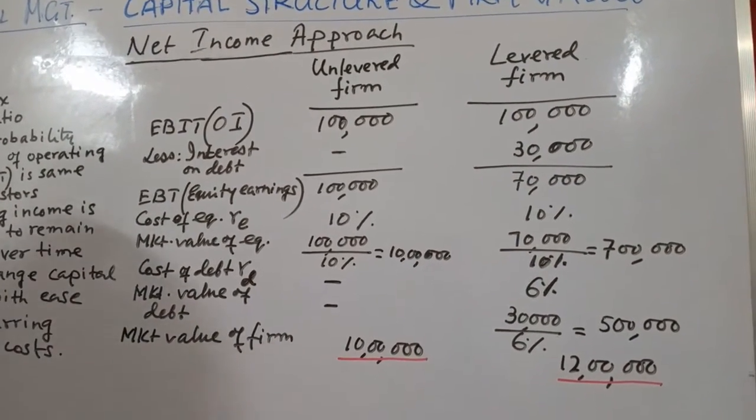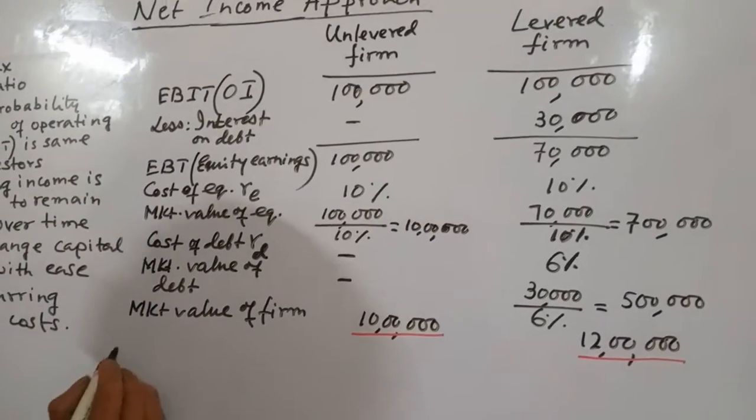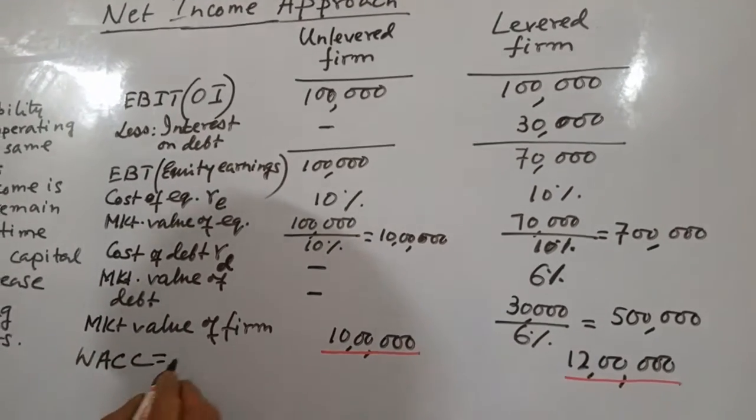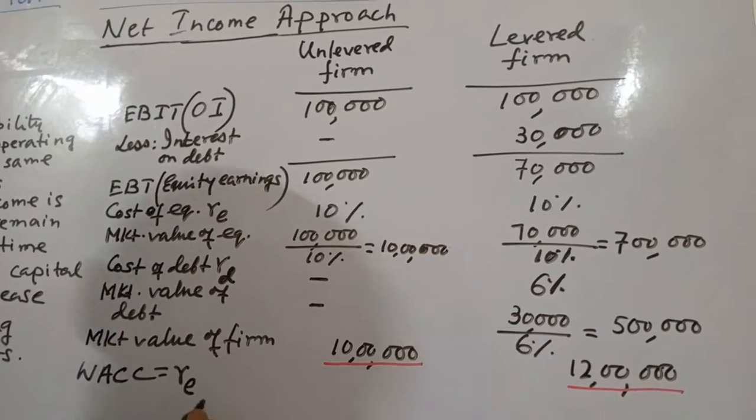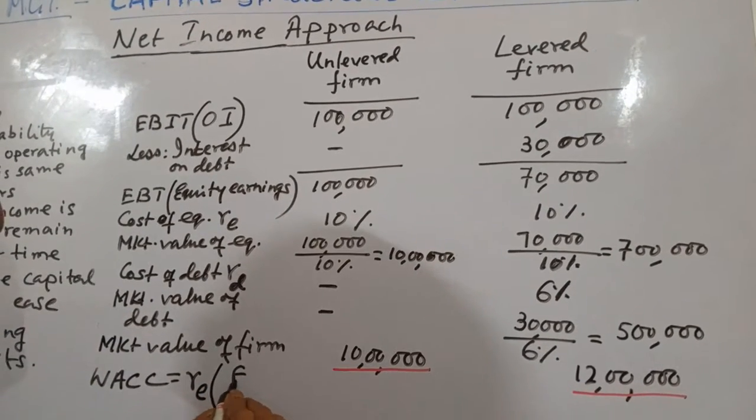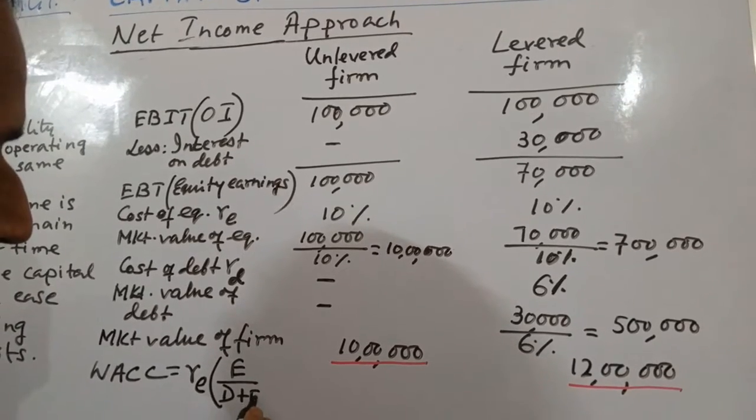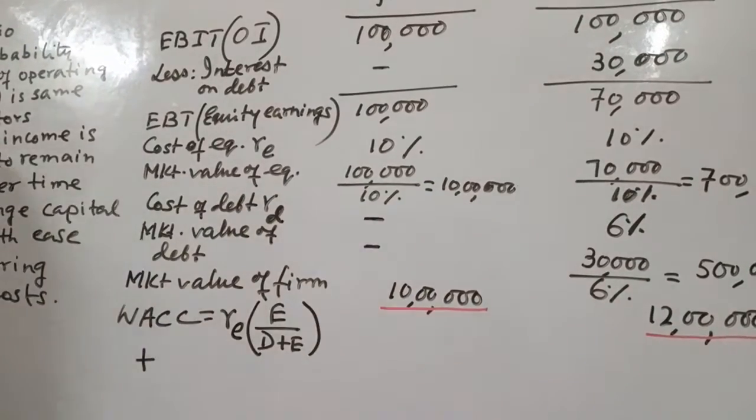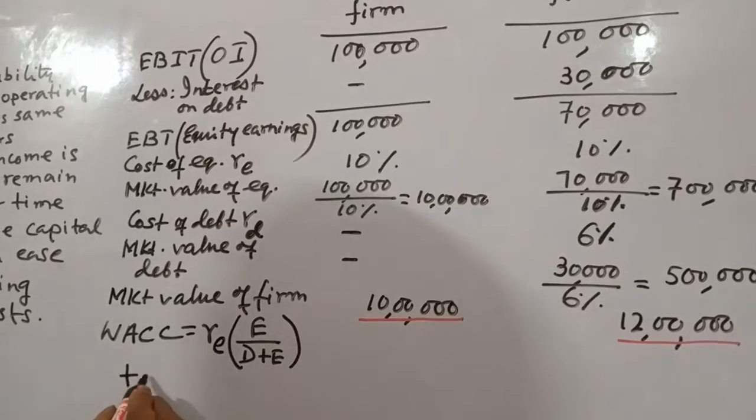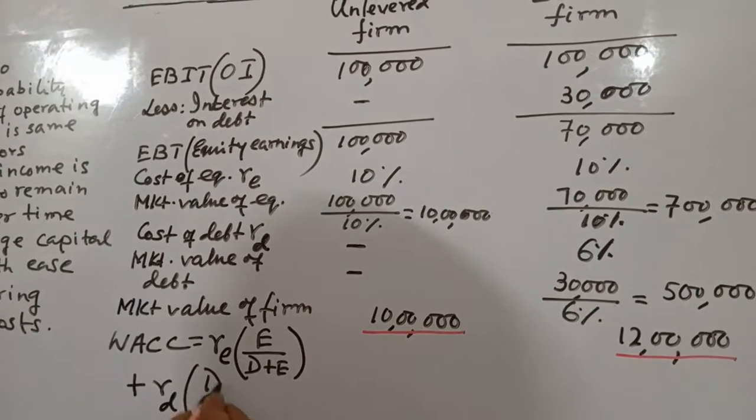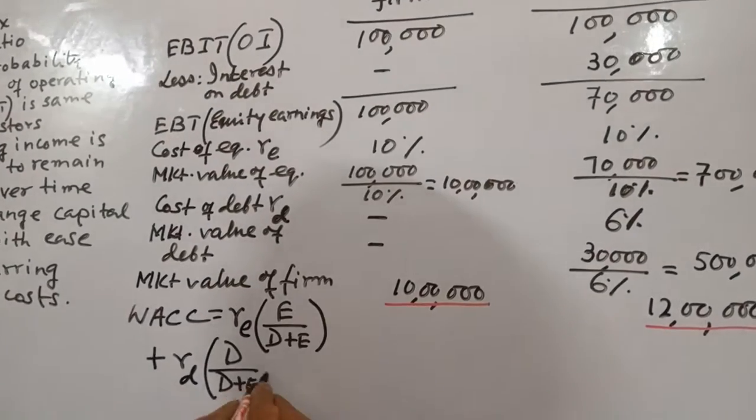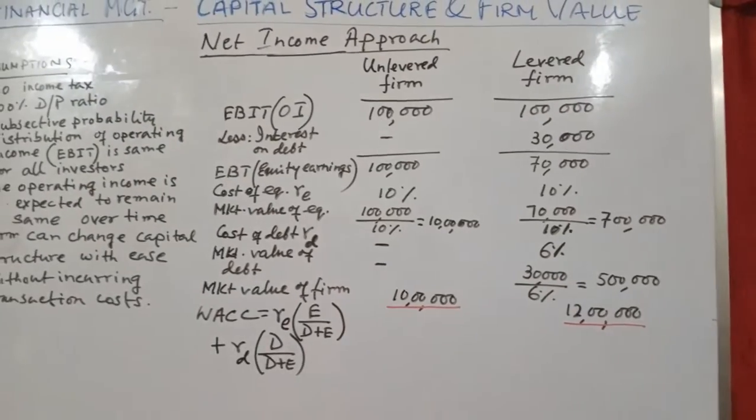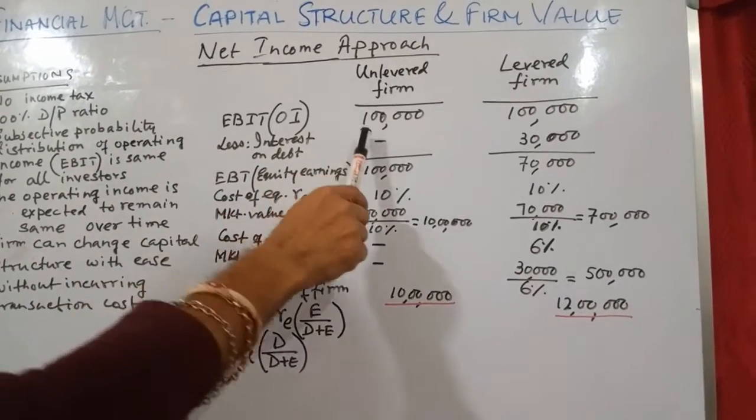Now we calculate WACC, weighted average cost of capital, that is equal to RE into E by D plus E, plus RD into D by D plus E. This is the weighted average cost of capital. Now this unlevered firm has no debt.